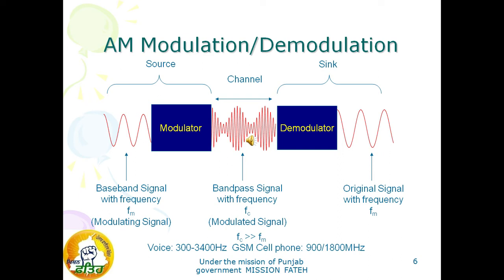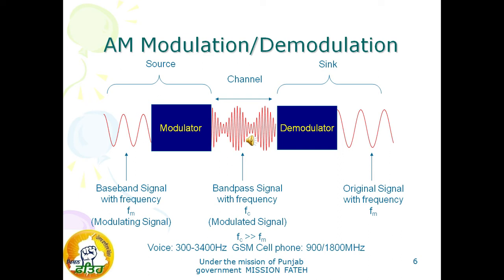Then the output of the channel is applied to the demodulator. The function of the demodulator is the reverse process of the modulator. In other words, we say it separates out the original modulating signal, that is FM, from the amplitude modulated signal.